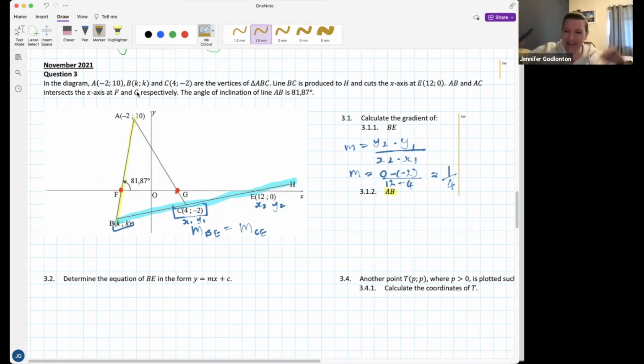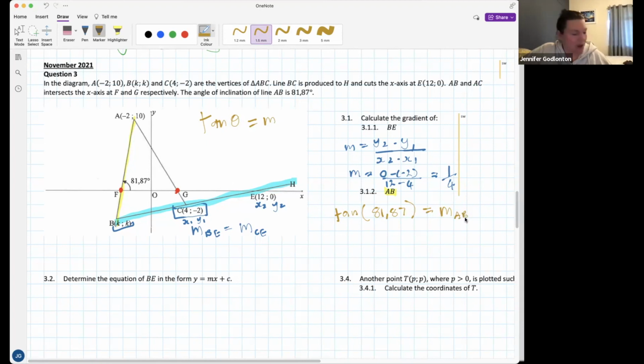Yes, the angle of inclination. Good. Remember, the angle of inclination and our gradient go hand in hand with each other. Let's just write that over here. Tan theta, so the tan of your angle of inclination, is always equal to the gradient of that line. So in this case, we can say tan of 81,87 is equal to the gradient of AB.